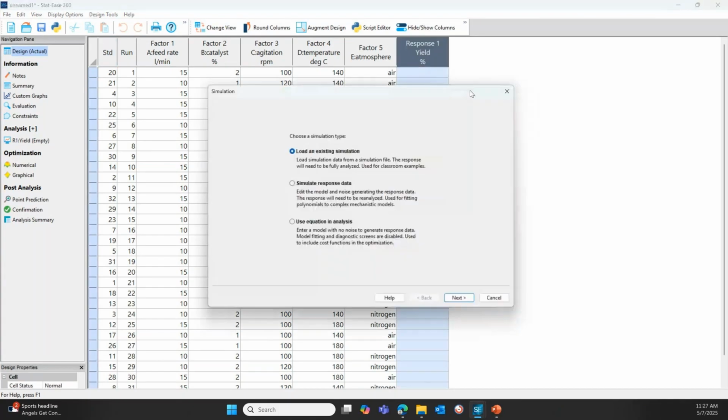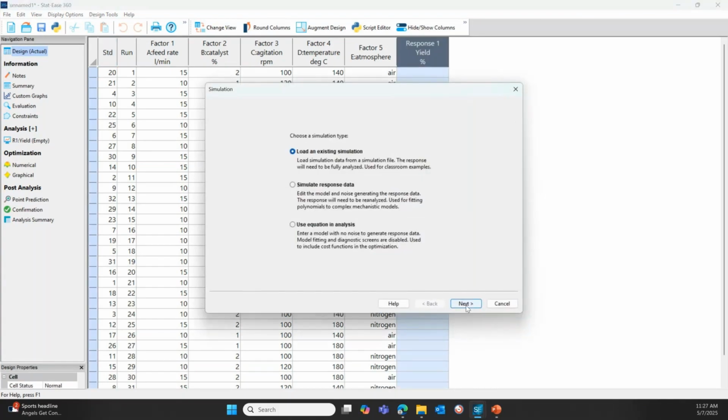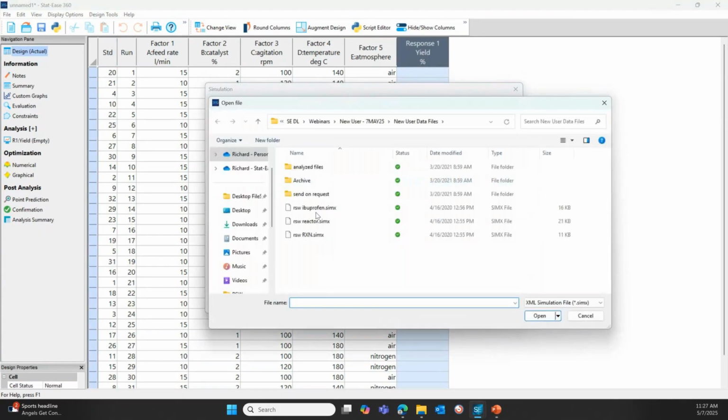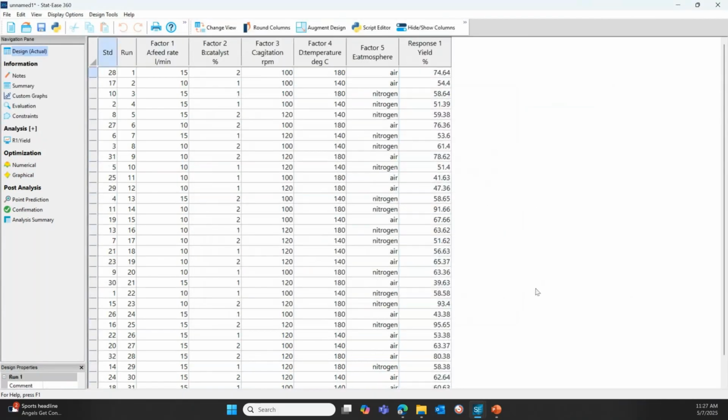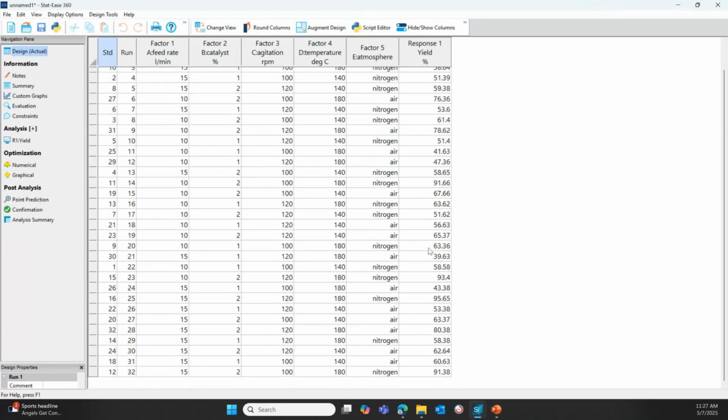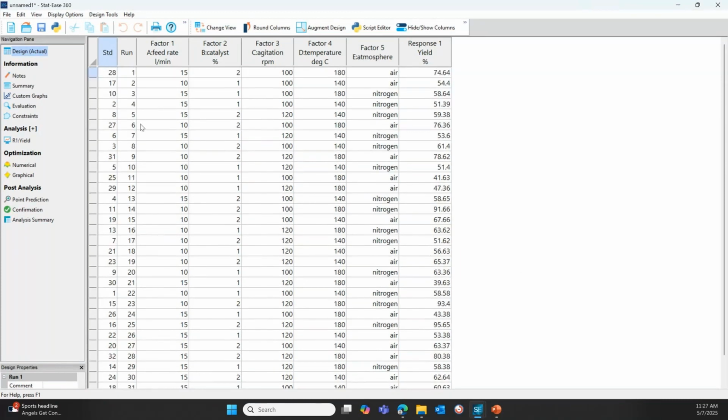I will simulate this and get the data for this. And this one is reactor. And we have data, right? So that's the hard part you have to go do in the real world. For me, it was a little easier today. We now have data for all 32 runs. When we have data, we come down to analyze it.